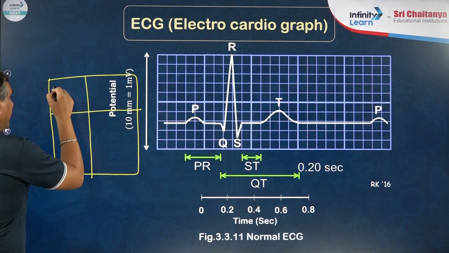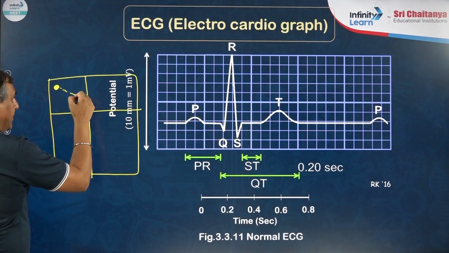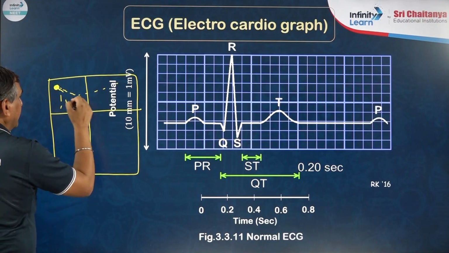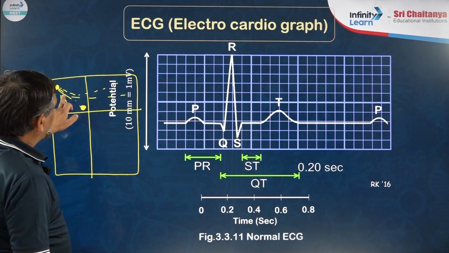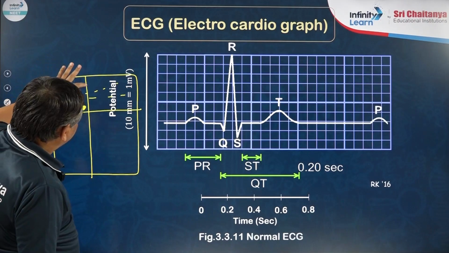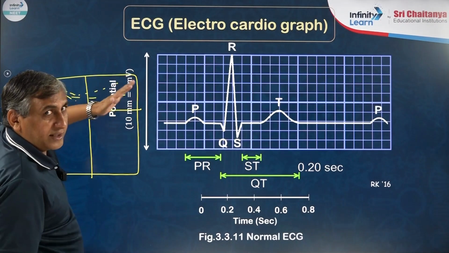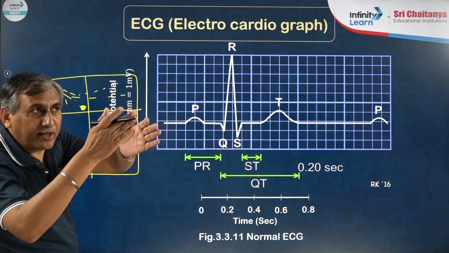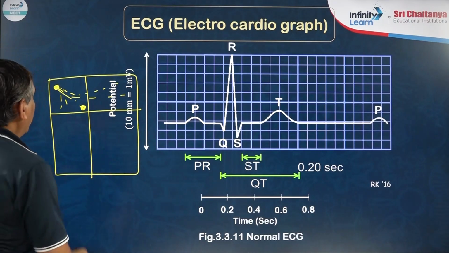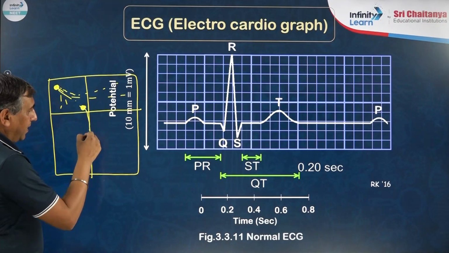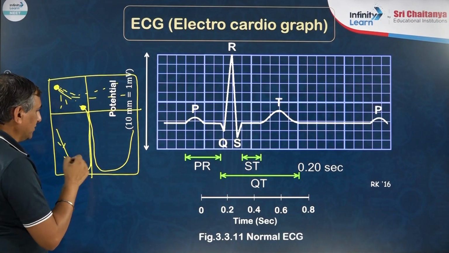P wave is originated by the sinoatrial node. It is spreading over both the atria and it is reaching the AV node also. So P wave indicates origin of impulses from SAN, the pacemaker of the heart. They will spread into the two atria and cause simultaneous contraction of both the atria. This is the P. Now the impulse will reach the AV node. They will move to the bundle branches, and then to the Purkinje fibers.